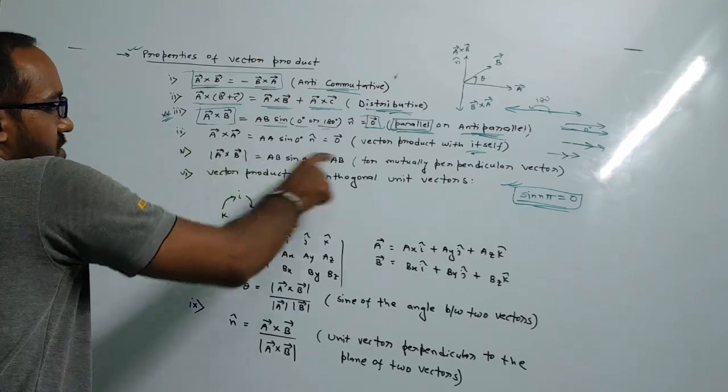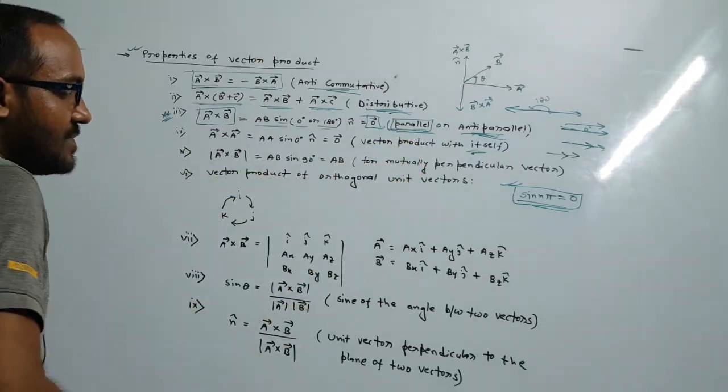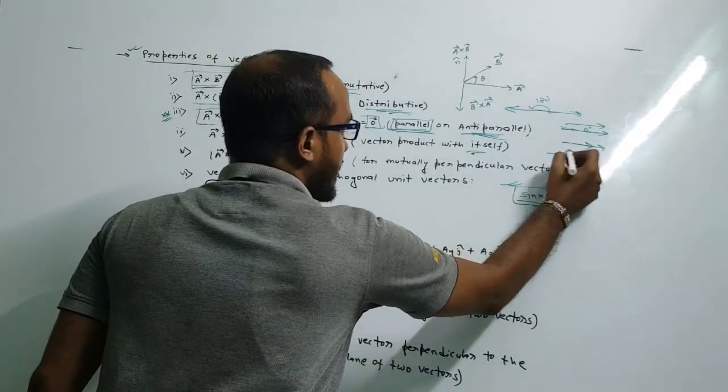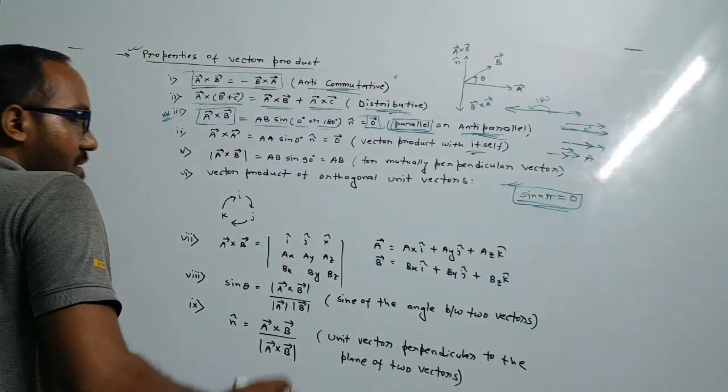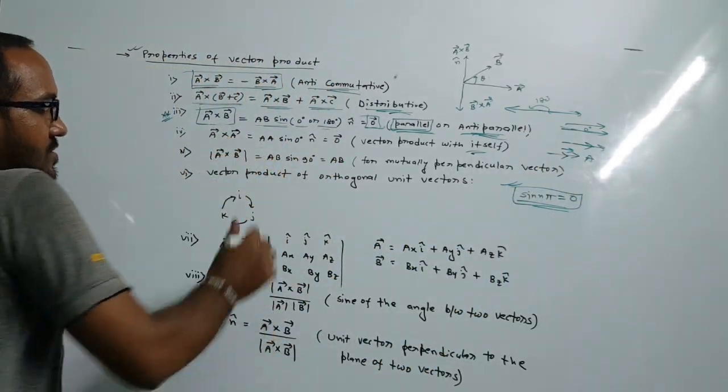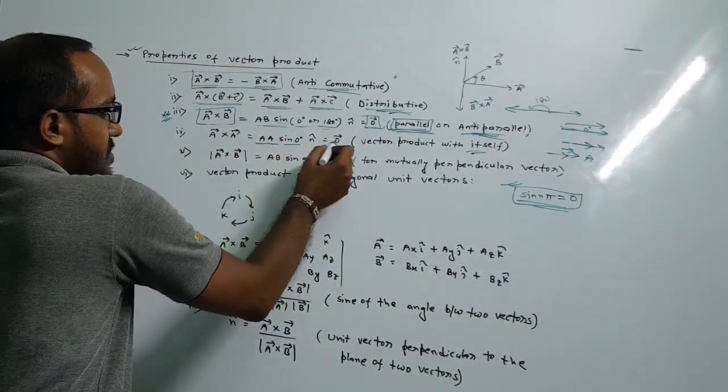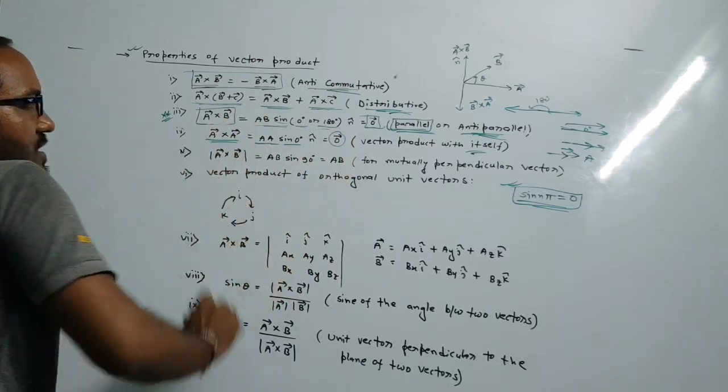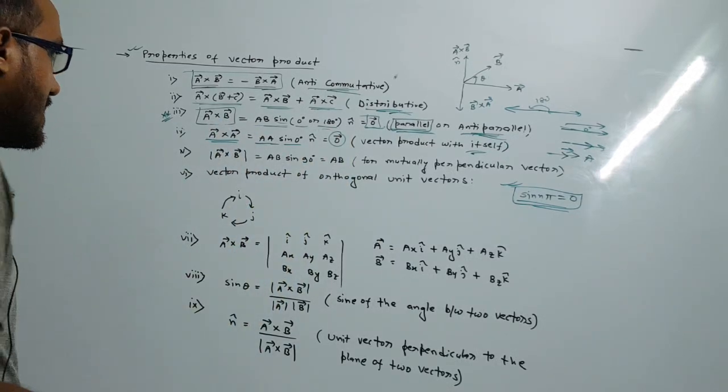Next, if we find the vector product of a vector with itself, any vector is parallel to itself, so the angle is 0, that means A into A sine 0, which is 0. So A cross A is 0, B cross B is 0, anything.